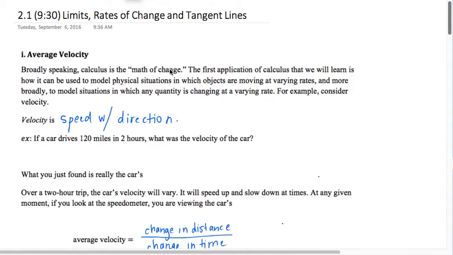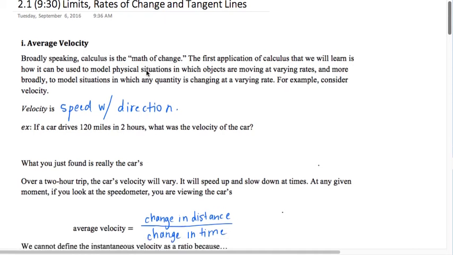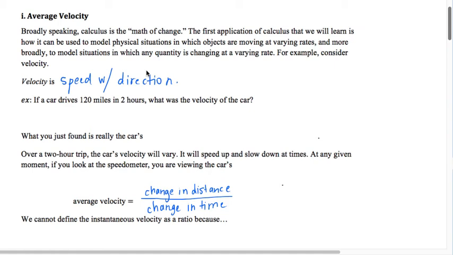All right, in this video we're going to look at limits, rates of change, and tangent lines. This will be a basic introduction here. So we're going to start with the concept of average velocity. Just broadly speaking, calculus is called the math of change. It allows us to measure and calculate things about objects that change or quantities that change over time.